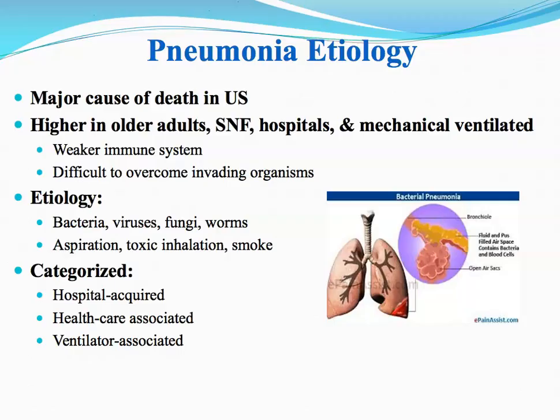With the etiology, again, it depends on the type of pneumonia. Bacterial infections tend to be the easiest to deal with because they can receive antibiotics, whereas fungi or viruses tend to be a little more difficult to fight off, especially for someone who has a weaker immune system. With the different categories, there's community acquired, there's hospital acquired, and there's also ventilator associated pneumonia. So those individuals who are on a vent who develop pneumonia.